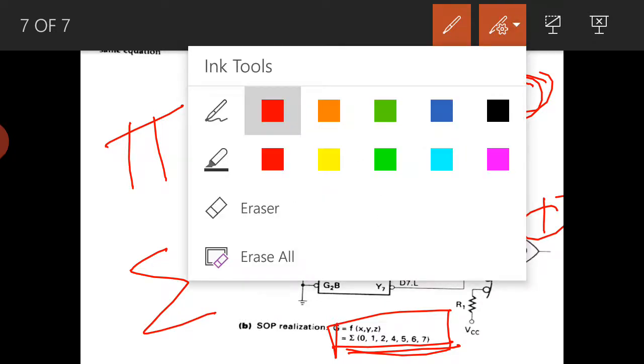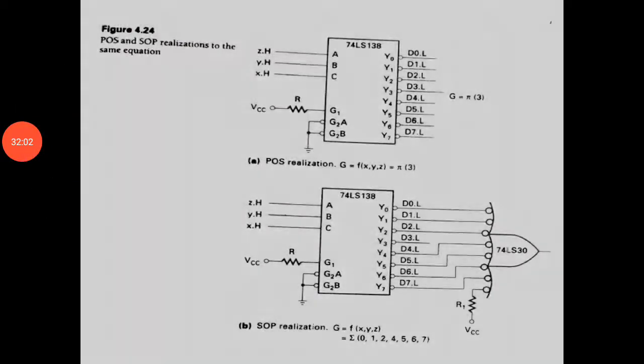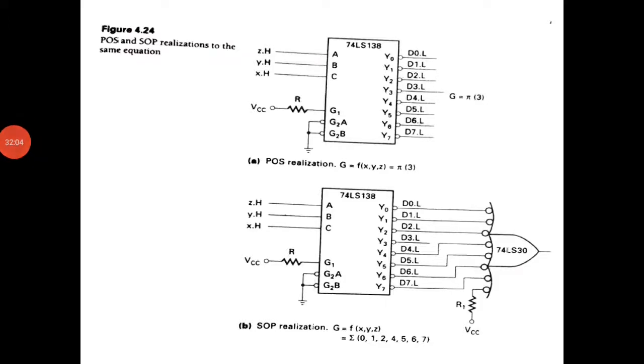So this is how decoders can be used to generate, or realize, min terms or max terms with the help of some basic gates. So this covers decoders: how a decoder can be used to realize the simplified Boolean function with the help of basic gates, or we can call it realization of the min terms or max terms.